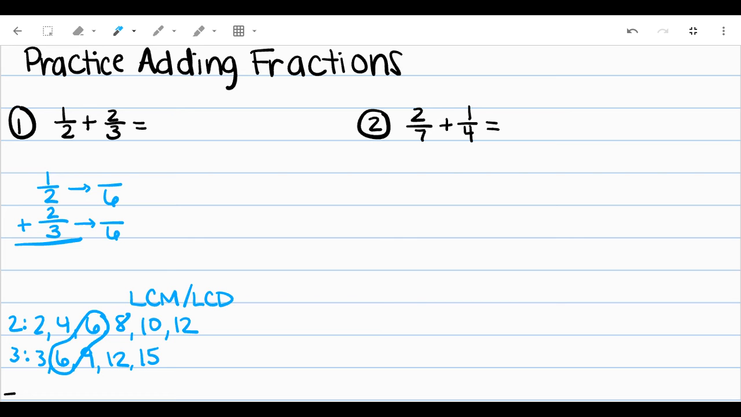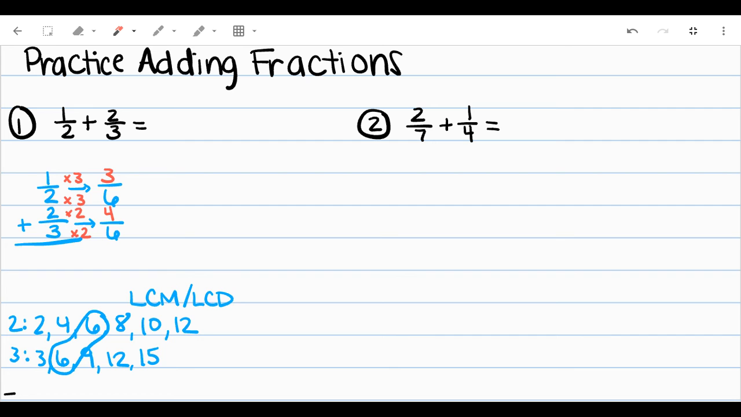Now I need to make equivalent fractions using that least common denominator. So how do I go from 2 to 6? Well, I had to multiply by 3. Whatever I do to my denominator, I have to do to the numerator. So I'm going to multiply 1 times 3 to get my new fraction of 3/6. The same thing with my 2/3. I figure out, okay, how did I get from 3 to 6? Well, for this fraction, I multiplied by 2. And whatever I do to the denominator, I have to do to my numerator. So 2 times 2 equals 4.